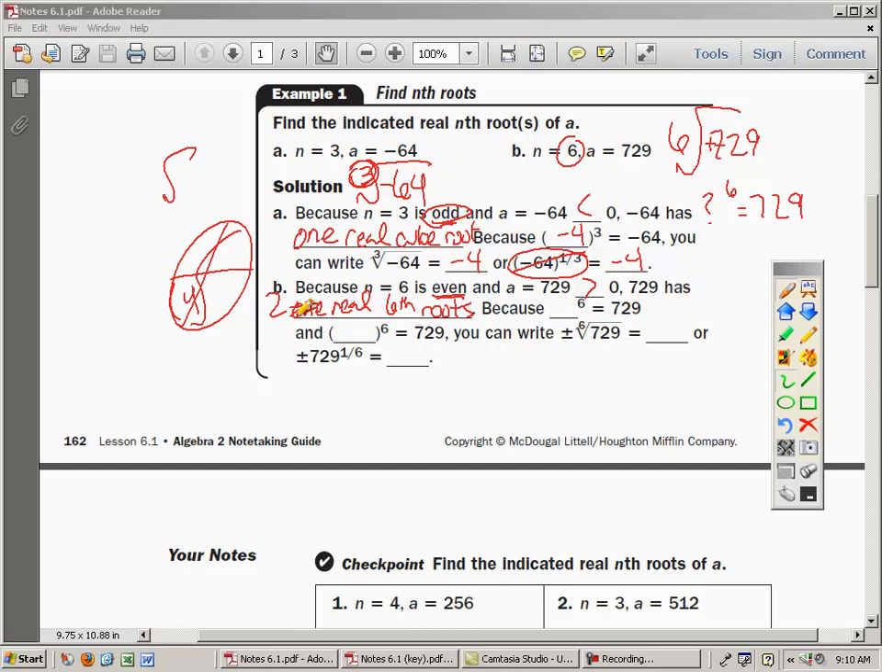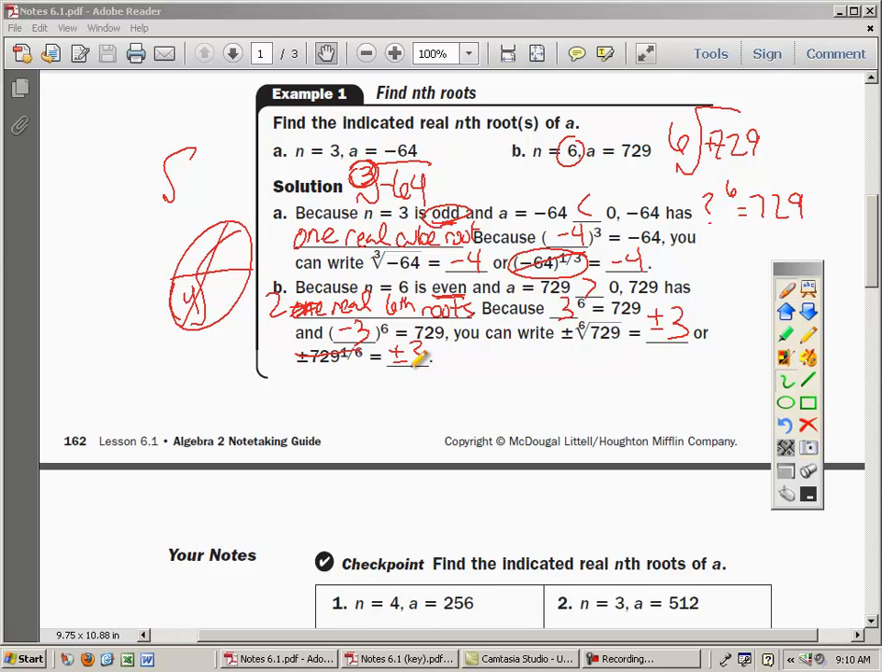What are those numbers? Well, because 3 to the sixth power is 729, and negative 3 to the sixth power is also 729, we can write plus or minus the sixth root of 729, which is plus or minus 3. And again, this rational exponent, don't worry about this. This is also plus or minus 3.